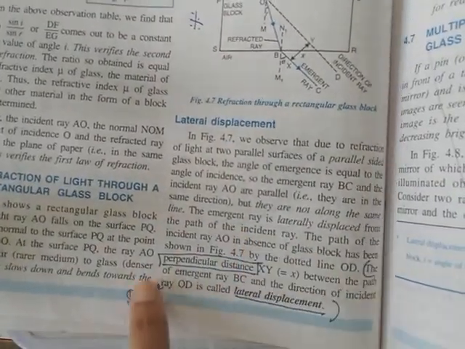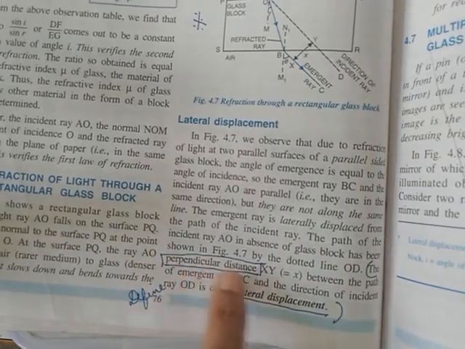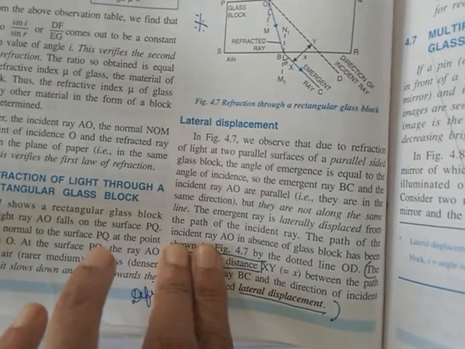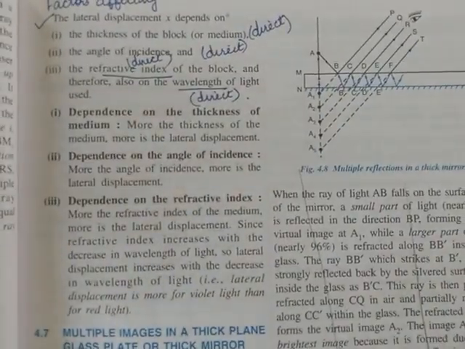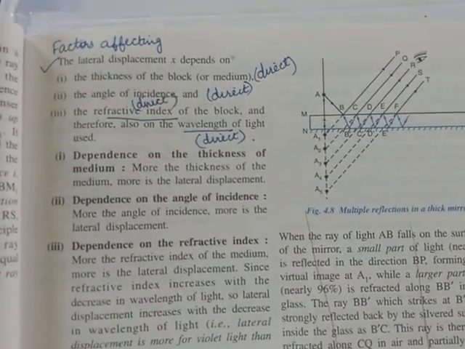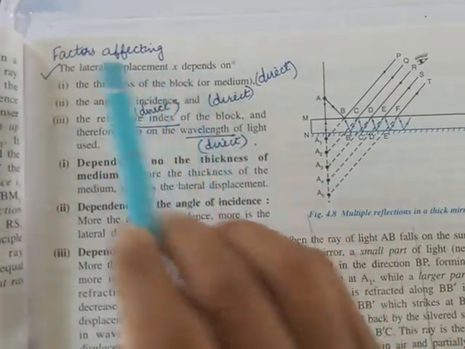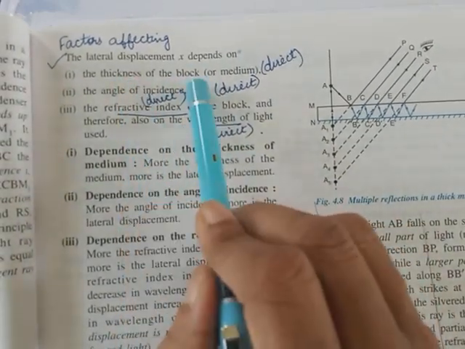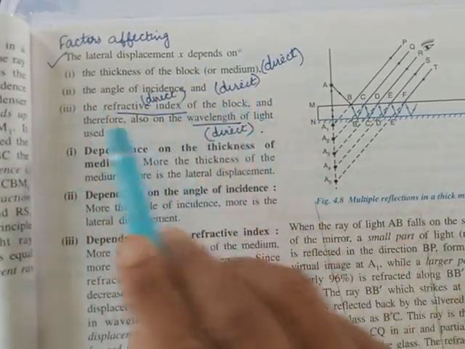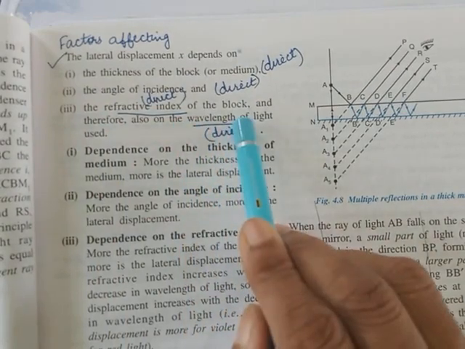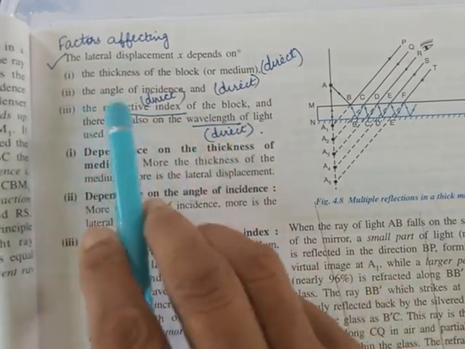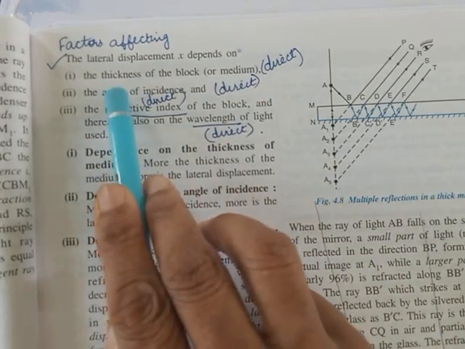I have put a block on the words perpendicular distance because it's important to write perpendicular. Don't just write distance, marks will be cut. Please write it as perpendicular distance. Now coming to factors affecting lateral displacement. Lateral displacement depends on three factors: thickness of block, angle of incidence, and refractive index of block, that will depend on the wavelength. So you have to memorize it like this.